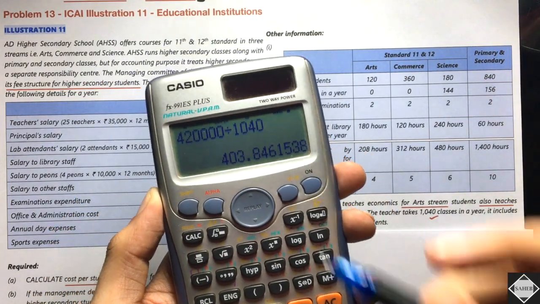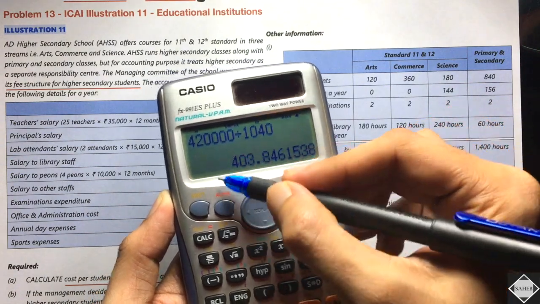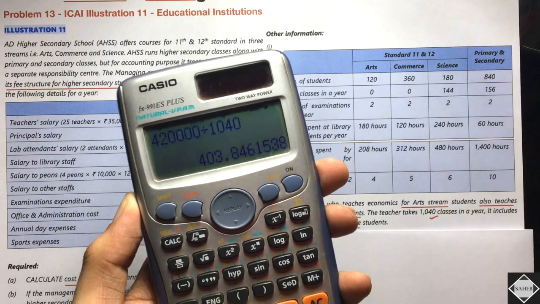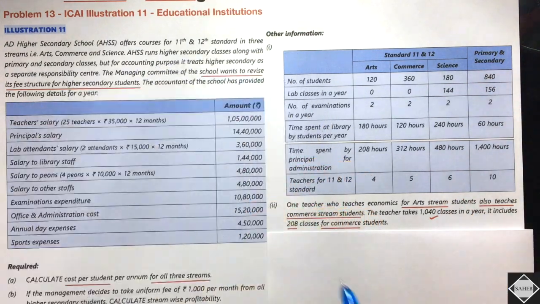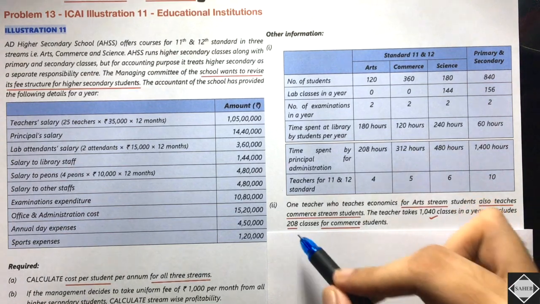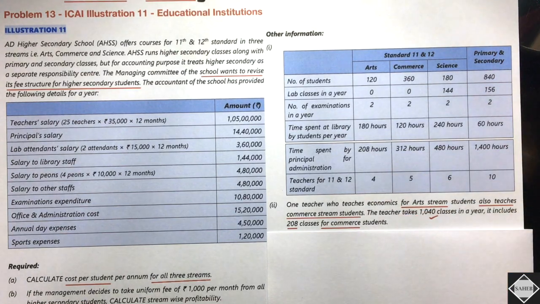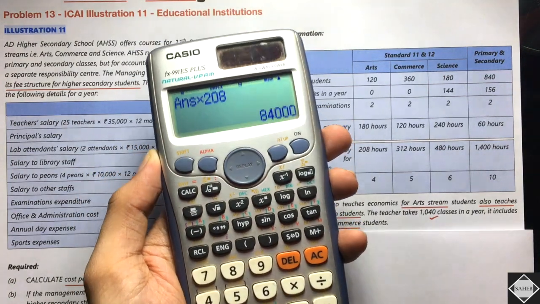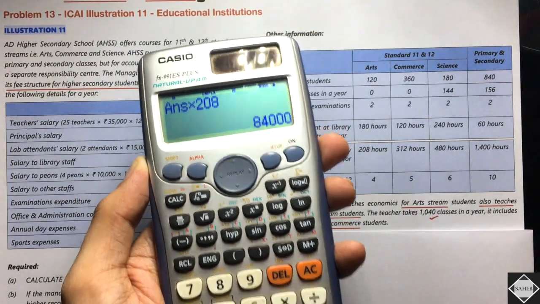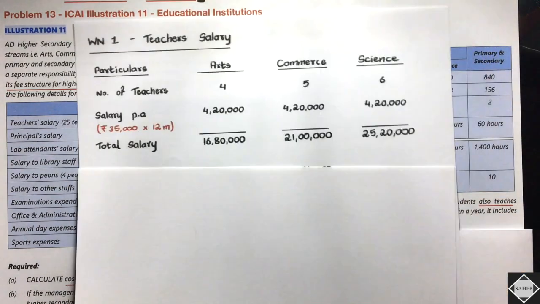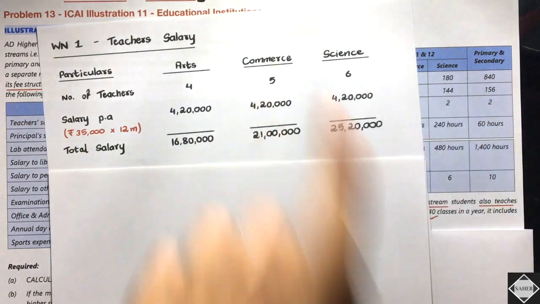If we do that, we get what? This answer is what? Cost per class. Now we will multiply with 208 to calculate the cost of these 208 classes which she has taken for commerce students, right? So into 208, that is equal to 84,000. Do you understand? Out of this 4,20,000, her salary of a year, 84,000 is of commerce stream.